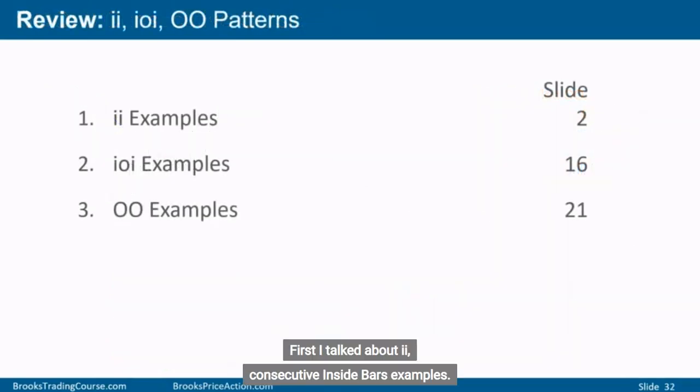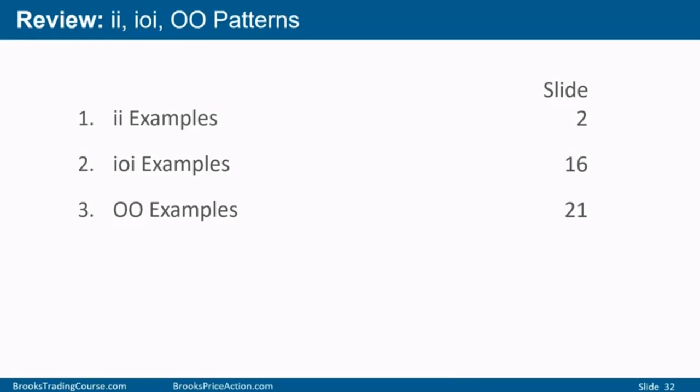First, I talked about II, consecutive inside bars examples. I then talked about IOI, an outside bar followed by an inside bar, and that means there's an inside bar before the outside bar, and then consecutive outside bars, OO. All of these patterns are breakout mode patterns, and when they occur in trends, traders expect one of two things.